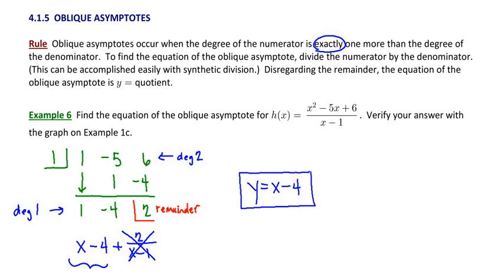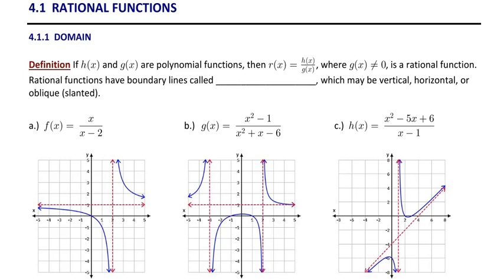So once again, we divide the numerator by the denominator using synthetic division. We disregard the remainder, and so the equation of our oblique asymptote is then the pattern y equal to the quotient. Now let's take a look at the graph on example 1c.